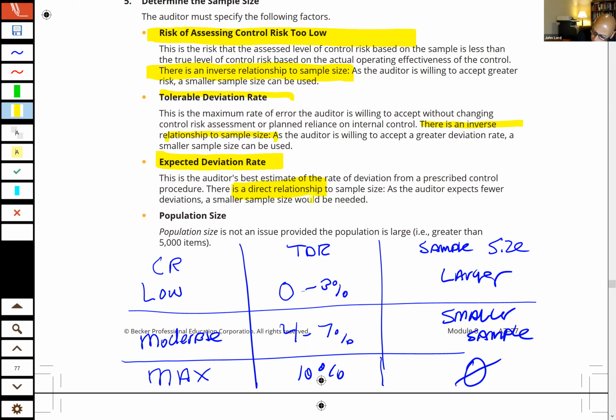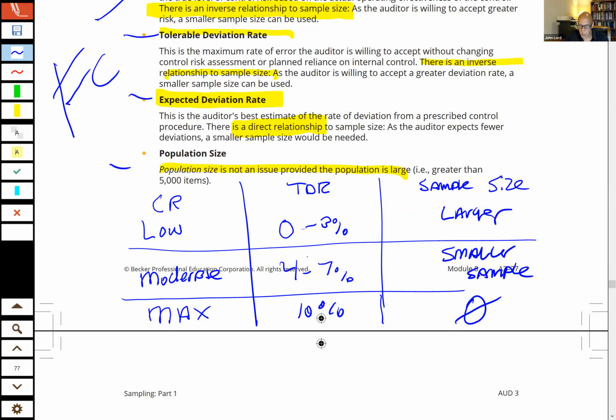Okay. And finally, population is for larger populations. Population does not really affect sample size. Okay, good. Flashcard these. I promise you, you'll get questions that are going to expect your understanding as to how these different factors affect sample size. Okay, good.